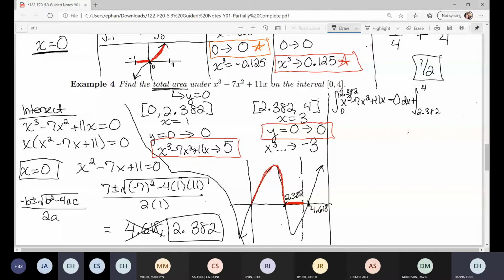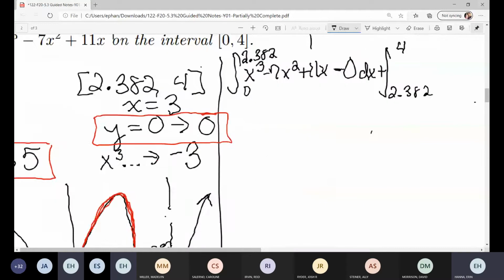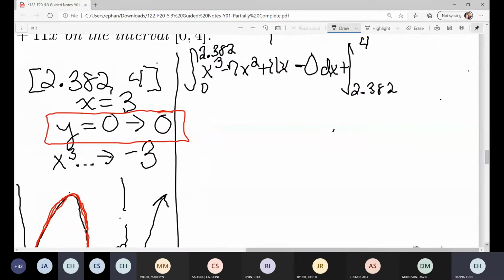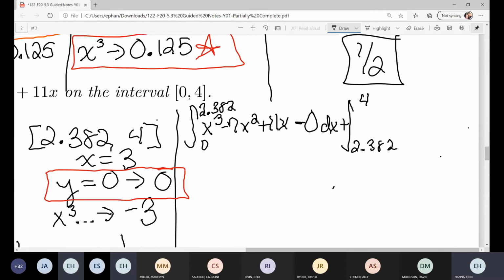I'm running out of space a little bit. Let me try to zoom in so I can write it down, and then I'll zoom back out in a second. This will just help me write it down and not look obnoxious. So let me rewrite that. So x cubed minus 7x squared, was it plus 11x? Minus 0.